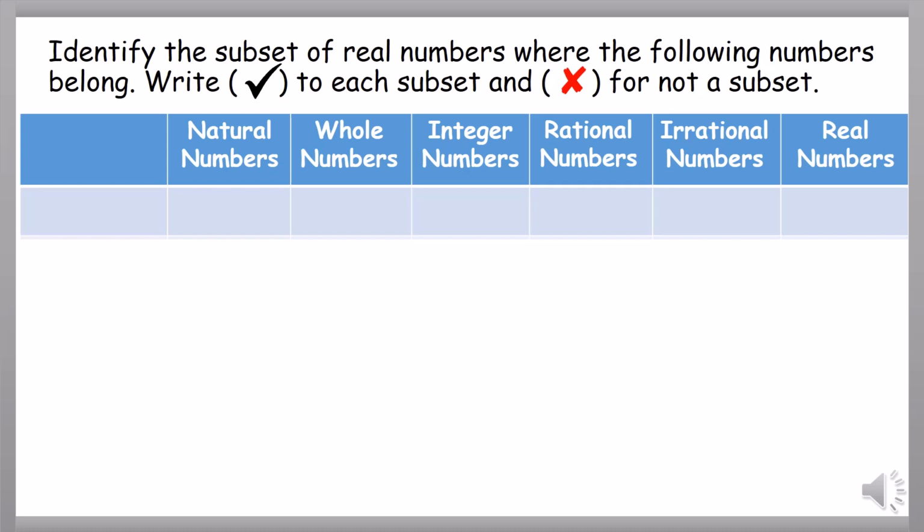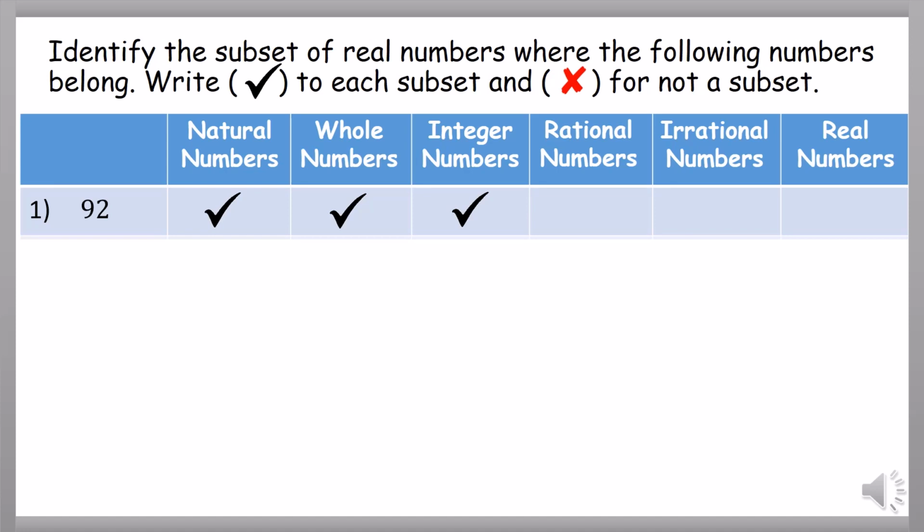For question number 1, 92. Is 92 a natural number? The answer is yes, since it is a counting number. Next, does 92 belong to the whole numbers? The answer is yes, since natural numbers are a subset of whole numbers. Is 92 an integer? The answer is yes, since it belongs to the positive integers.